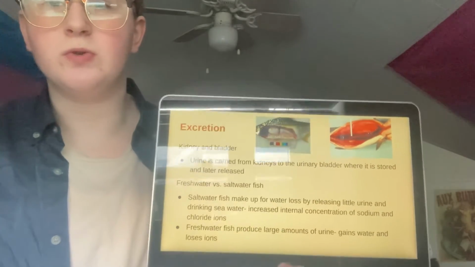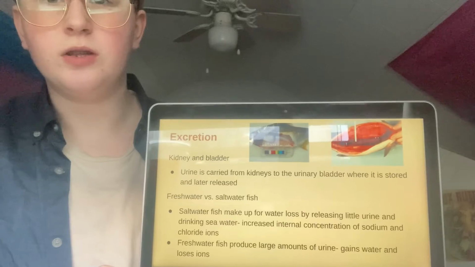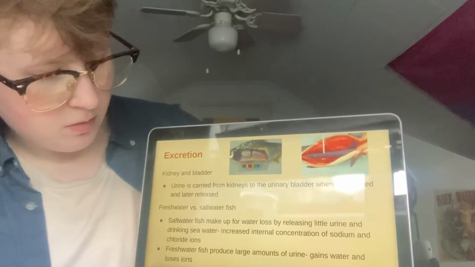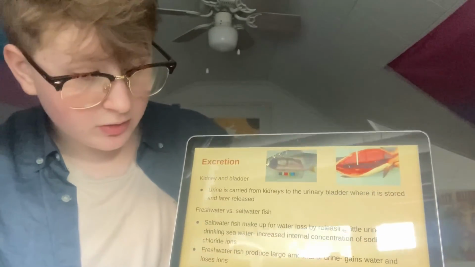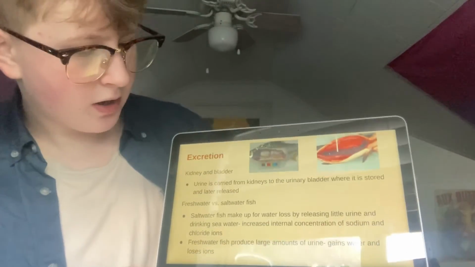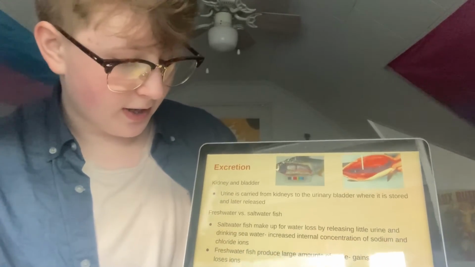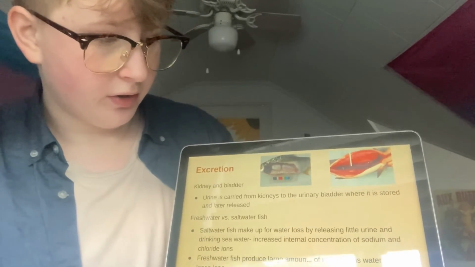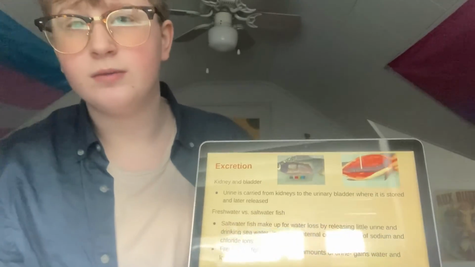Then we have the difference between saltwater and freshwater fish. The saltwater fish are going to make up for water loss by releasing little urine and drinking seawater, which will increase internal concentration of sodium and chloride ions, whereas freshwater fish will produce large amounts of urine. This gains water and loses ions.